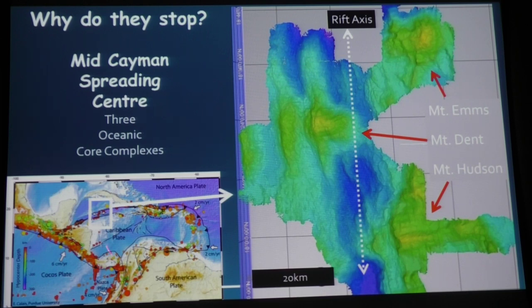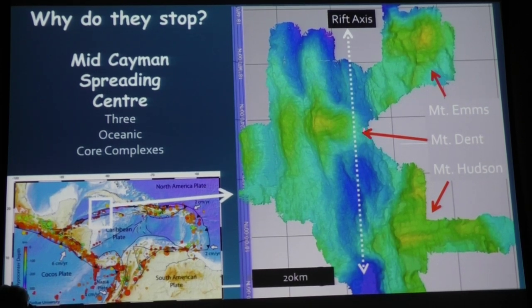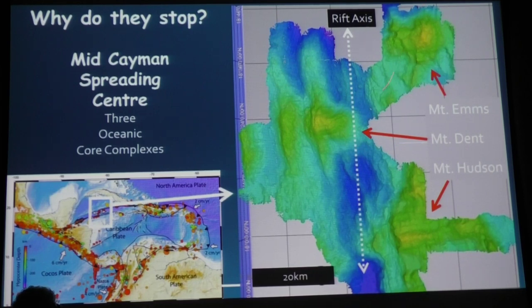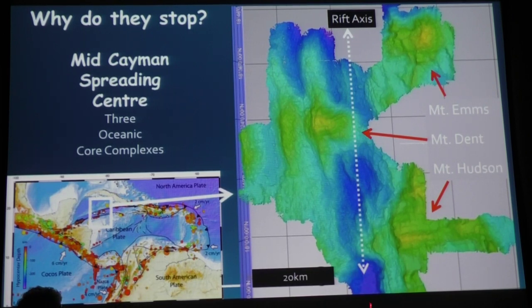Here is the Mid-Cayman Rise again, this little ridge in the Caribbean Ocean. And here is the bathymetry we collected with the ship again. What you're looking at is three different oceanic core complexes, three different detachment faults. Here's Mount Dent that we looked at earlier, the one we compared to Mount Everest. Here's an older one, Mount Ems, which is dissected by faults. And here's Mount Hudson in the south. This is the whole length of the ridge axis. That's all there is to it, just these three core complexes.